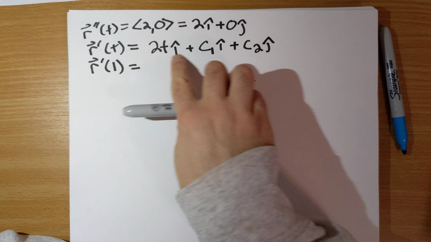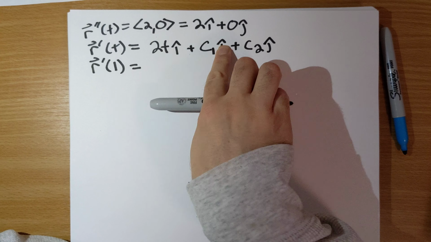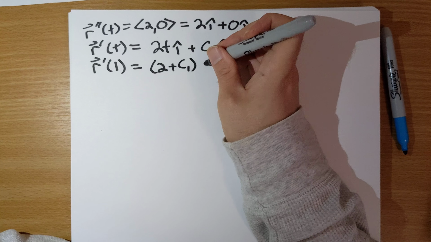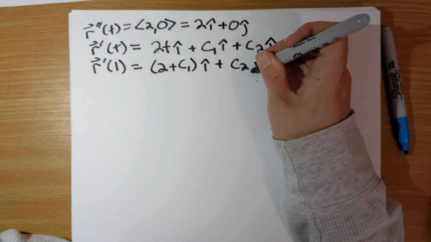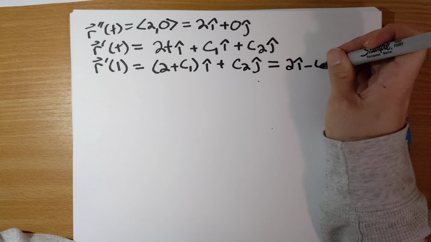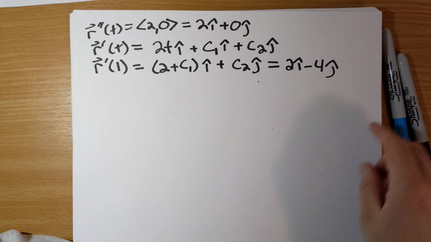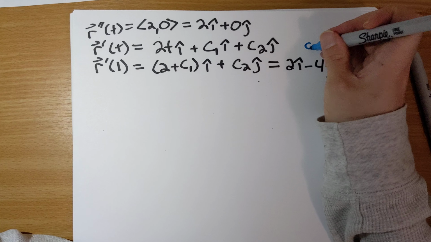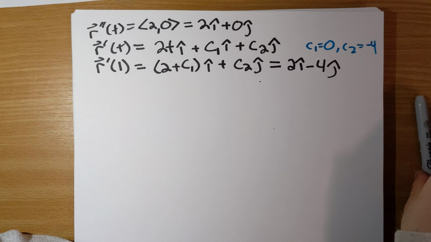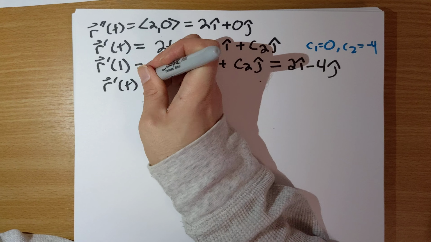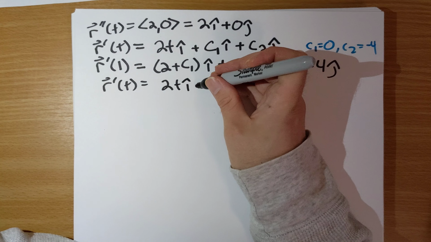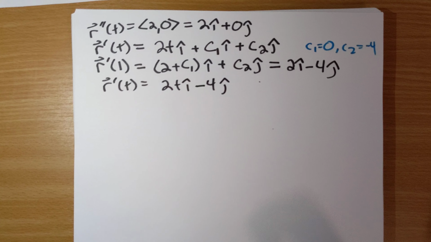Well, r prime of 1, if we plug in 1 here, we get 2 times 1 times i hat. So that's 2 i hat plus C1 i hat plus C2 j hat. From the problem statement, this needs to equal 2i hat minus 4j hat. So what does this mean? C1 is equal to 0, C2 is equal to negative 4. So r prime of t, with the initial conditions, is 2t i hat minus 4j hat.